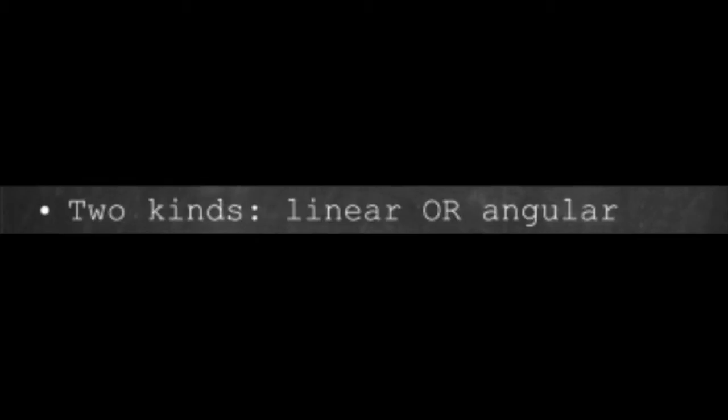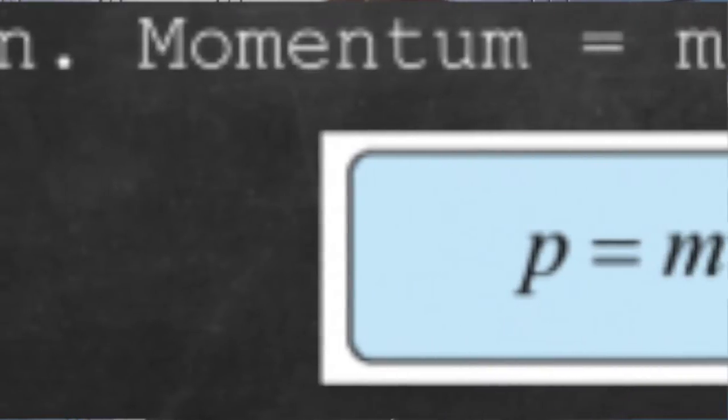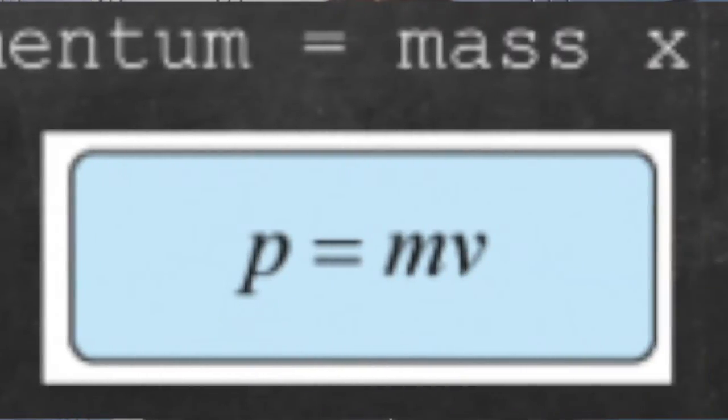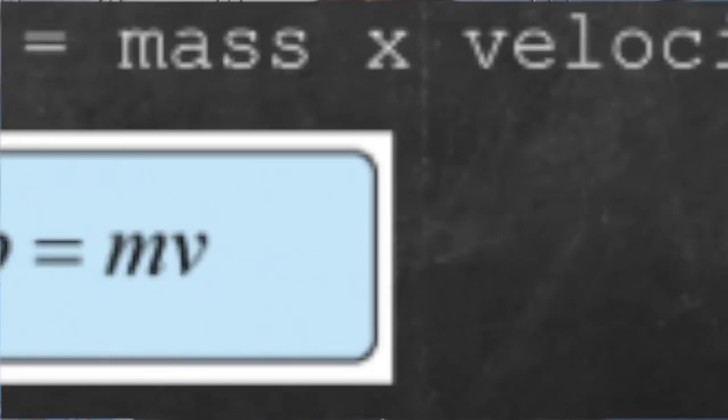There are two kinds of momentum, linear or angular, but first we'll be talking about linear momentum because angular momentum is analogous, and so that takes us to our formula. Linear momentum is denoted as p and is equivalent to mass times velocity. One interesting idea is that momentum is related to force.